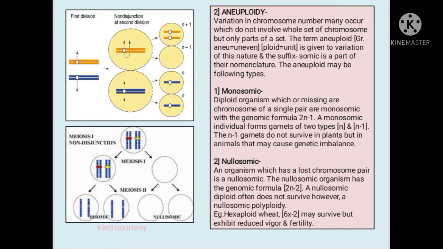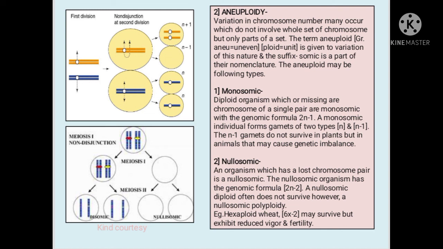Then we will see the aneuploidy. The variation in chromosome number may occur which does not involve the whole set of chromosomes, only a part of the set. The term aneuploid, that is uneven, and ploid meaning unit, is given to variation of this nature, and the suffix -somic is a part of their nomenclature. The aneuploid may be of the following types, that is monosomic, nullisomic, and so on.